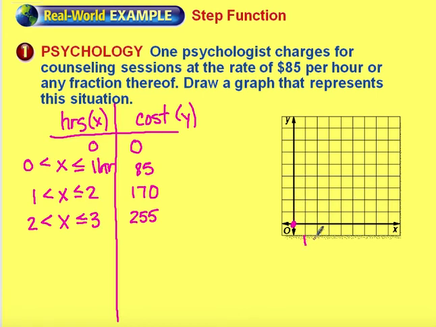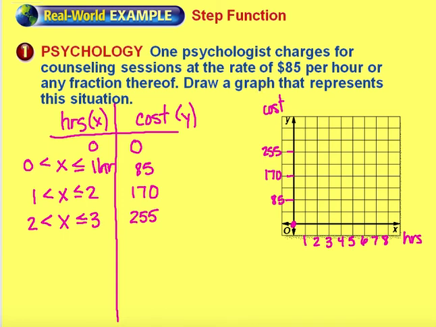So I'm going to count these by ones. And I'm just going to give myself some room here. So I'm going to count by 85s. And then I have 170. And then I have 255 for now. I'm counting by 85. So this is my hours and this is my cost.